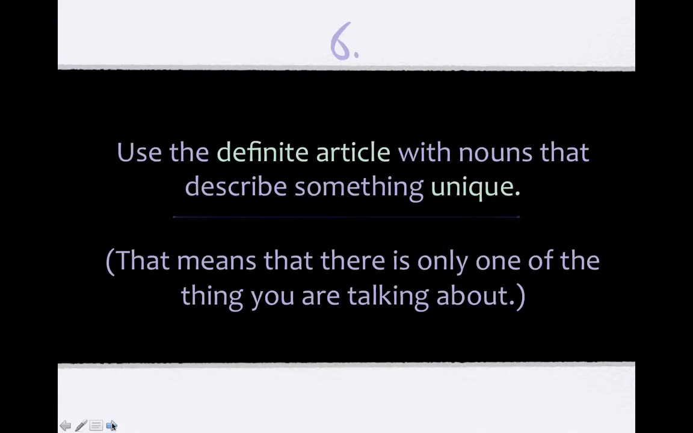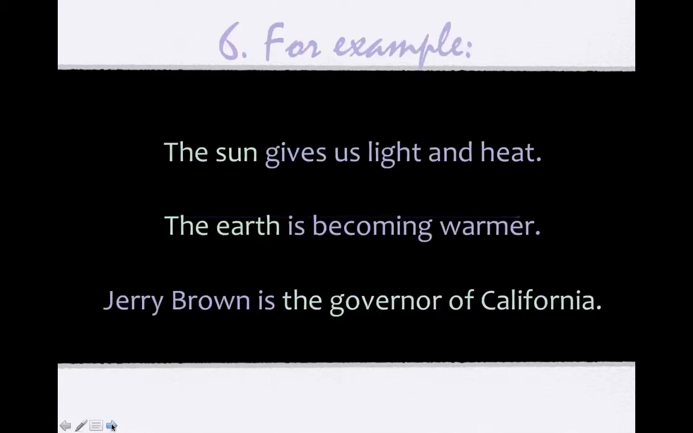Okay. Use the definite article with nouns that describe something unique. That means there's only one of the thing you're talking about. The sun gives us light and heat. We only have one sun. The earth is becoming warmer. There's only one earth. Jerry Brown is the governor of California. California only has one governor.